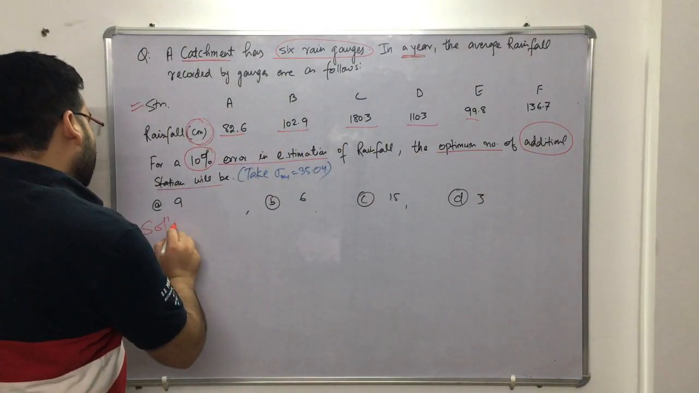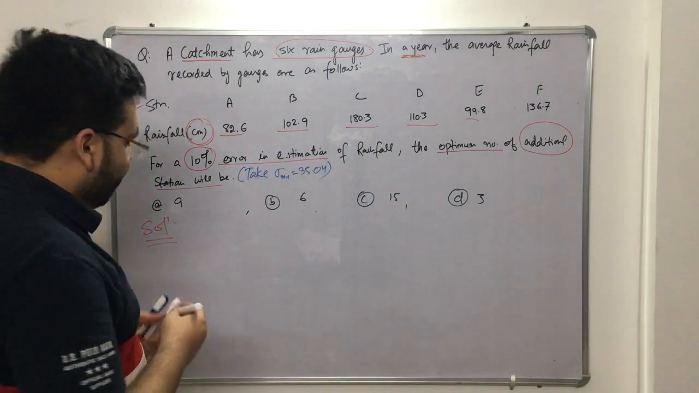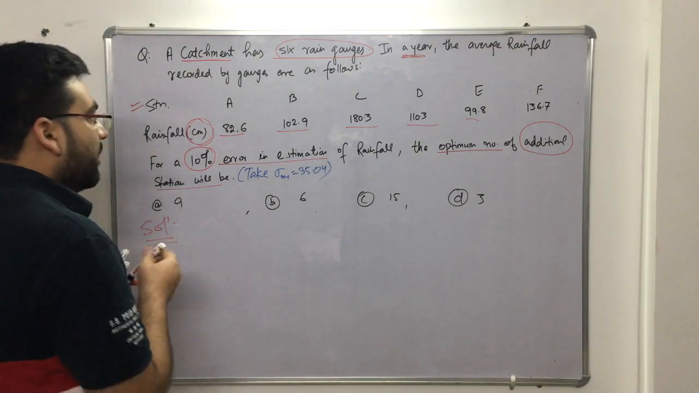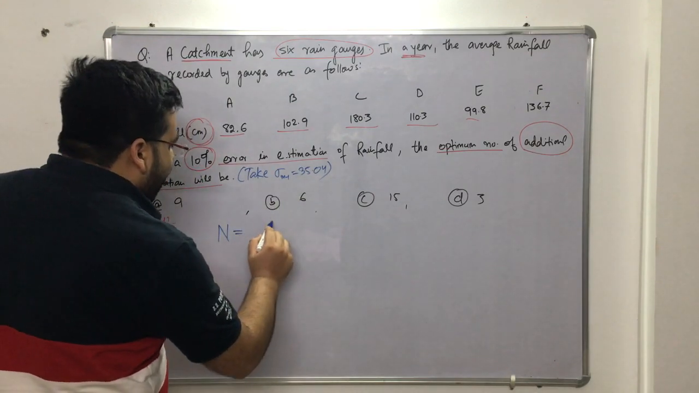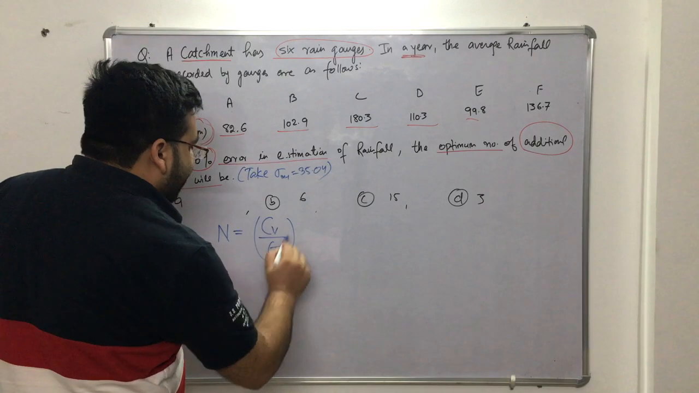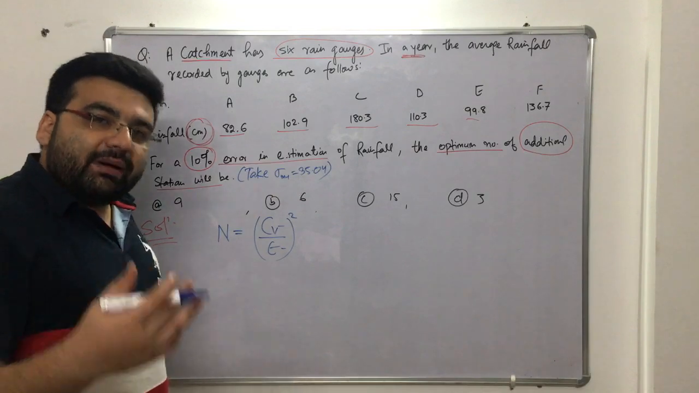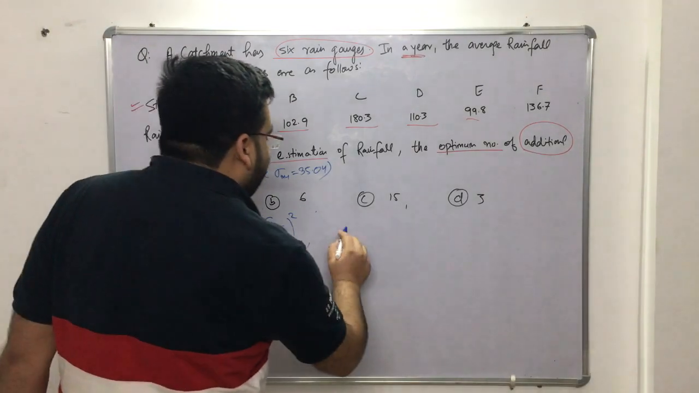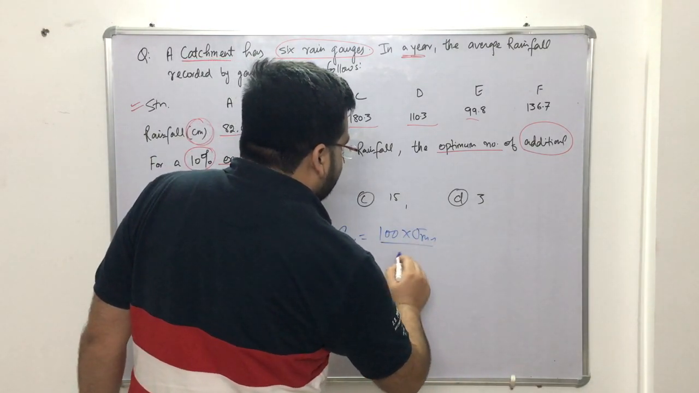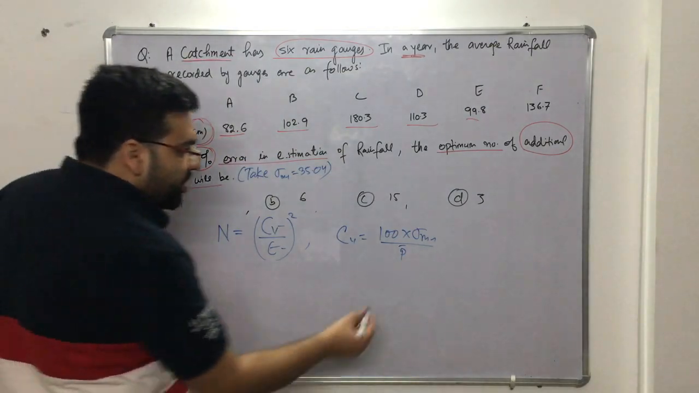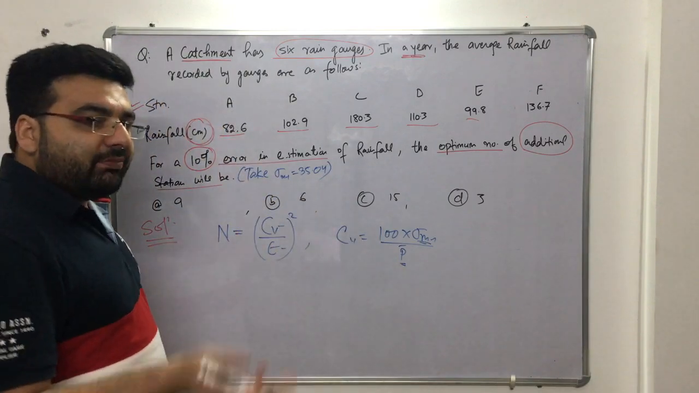The solution would be: take sigma m minus 1 as 35.04. You know that the adequate number of rain gauges is given by N = (CV/epsilon) squared. What is CV? It is the coefficient of variation. What is epsilon? It is the percentage error. Now to determine CV, we know that CV is equal to 100 into sigma m minus 1 divided by p bar. Is sigma m minus 1 given to me? It is given. Is p bar given to me? P bar is not given, so we have to determine p bar.